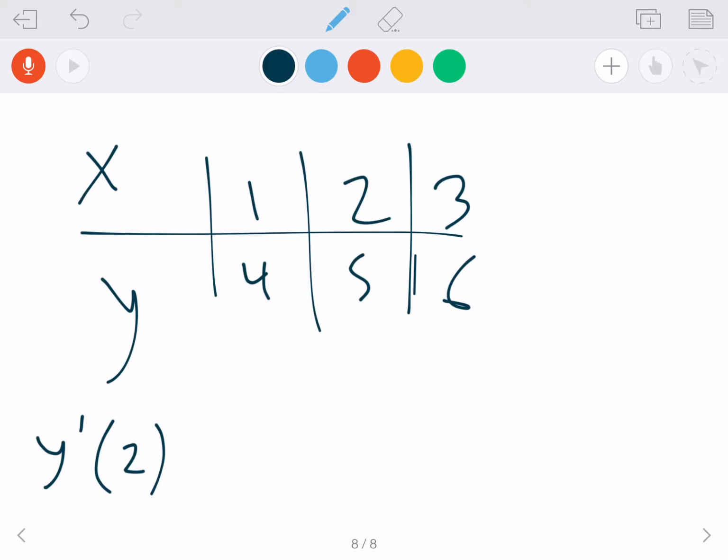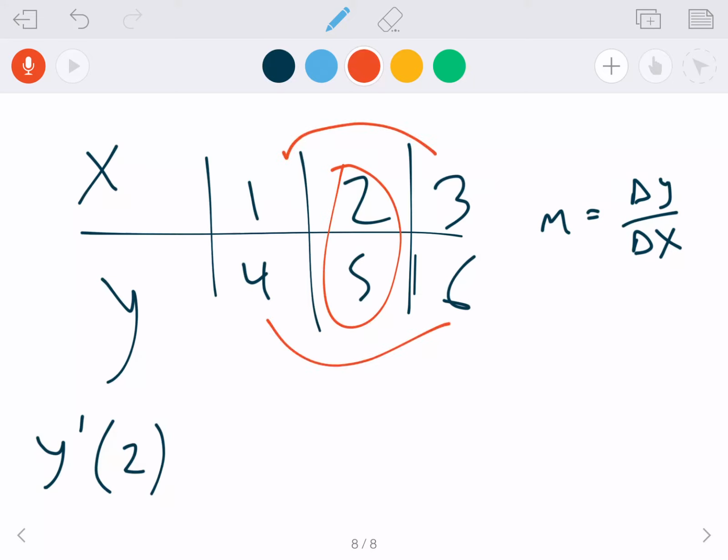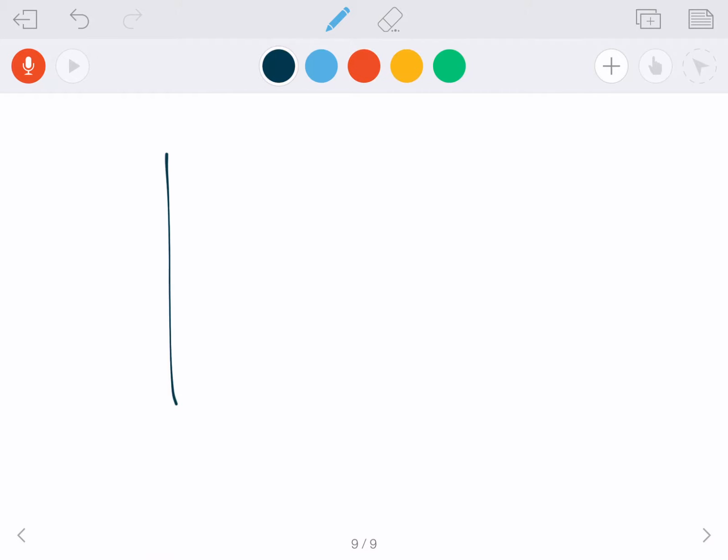And when we have a table of x and y values, we know that the slope is just the change in y over change in x, right? Go back to the absolute basics. So if I want the derivative at x equals 2, I'm going to choose the points around it, right? So the change in y over the change in x would give me the derivative at that point, x equals 2.